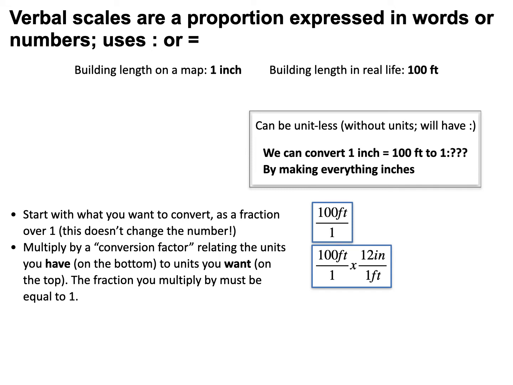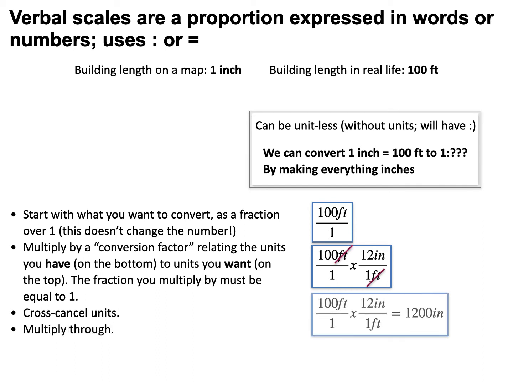So hopefully somewhere in the depths of your memory you have the idea that 12 inches equals 1 foot. They are equivalent to each other. So we can put our fraction 12 inches over 1 foot. This is great because it means we can get rid of those feet units, and we are then going to multiply through. So what we get is 100 feet, well, really 100 because we've canceled the units, multiplied by 12. That gives us 1,200 inches. So what that means is our 100 feet is actually 1,200 inches.